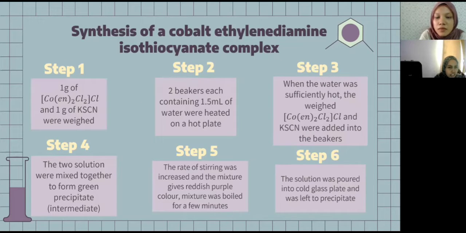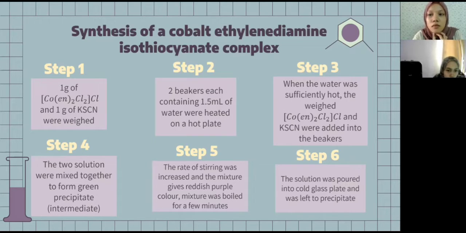Alright, the last procedure is the synthesis of a cobalt ethylenediamine isothiocyanate complex. The first step is 1 gram of dichlorobis ethylenediamine cobalt 2 and 1 gram of potassium thiocyanate were weighed. And then 2 beakers each containing 1.5 ml of water were heated on a hot plate. The third, when the water was sufficiently hot, the weighed dichlorobis ethylenediamine cobalt 2 chloride and potassium thiocyanate were added into the beaker.